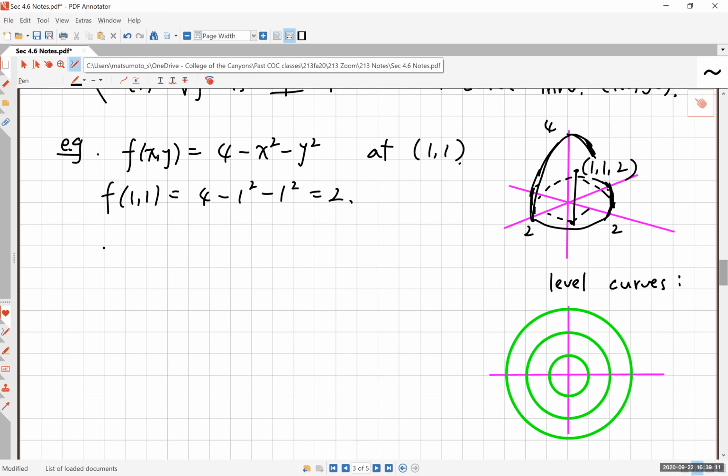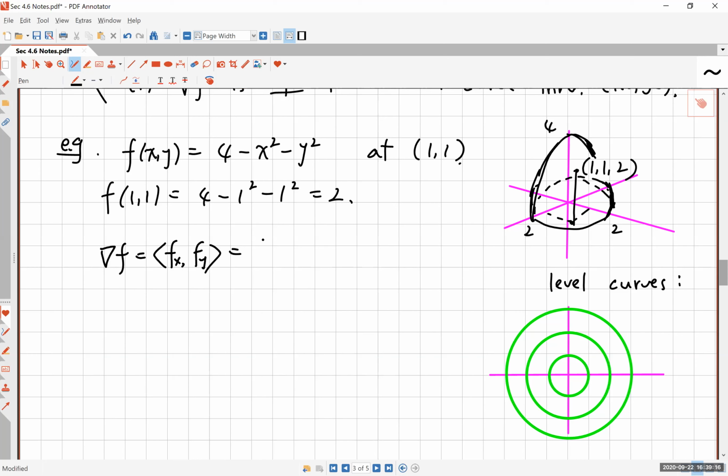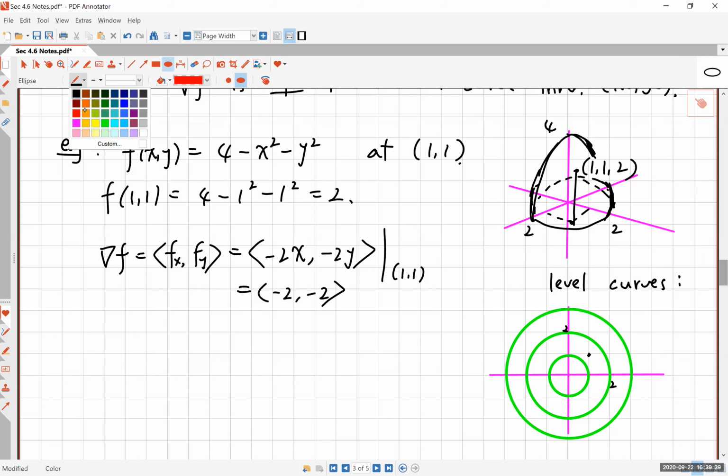And now what's next? Okay, let's find the gradient. Remember, all you have to do is find fx and fy. In this case, it's super easy, right? Because it's negative 2x, negative 2y. If you evaluate this at 1, 1, you basically get negative 2, negative 2. And I have this picture here. This is 2. This is 2. Let's say here's the point 1. I should draw another picture of this. The gradient that goes through this point, how do I do this? I'll try to make it a little bigger. I think this may be better here.